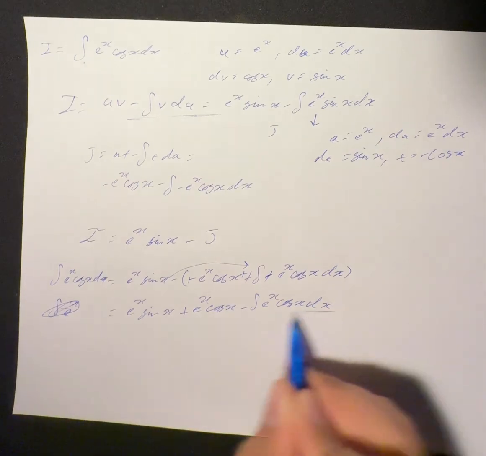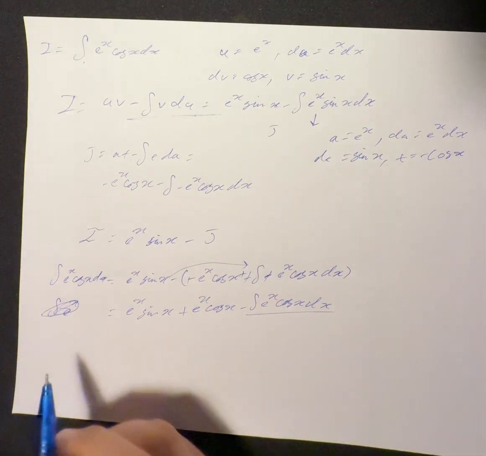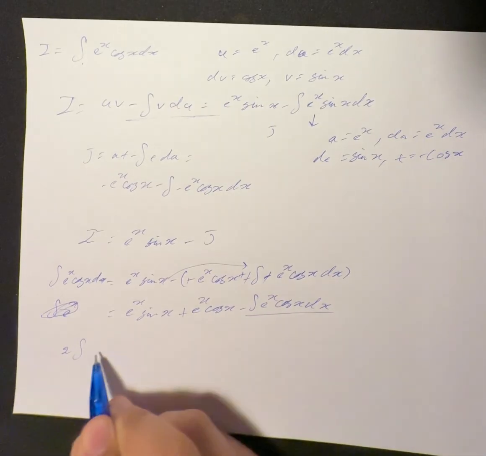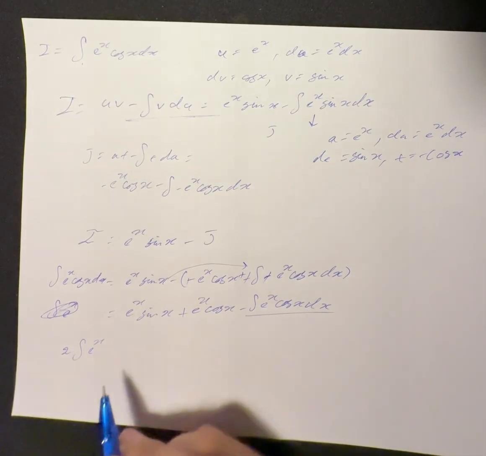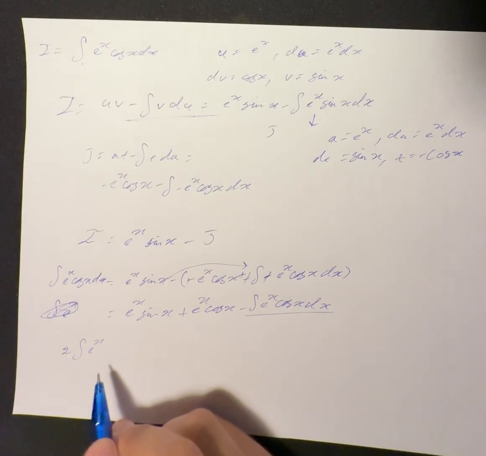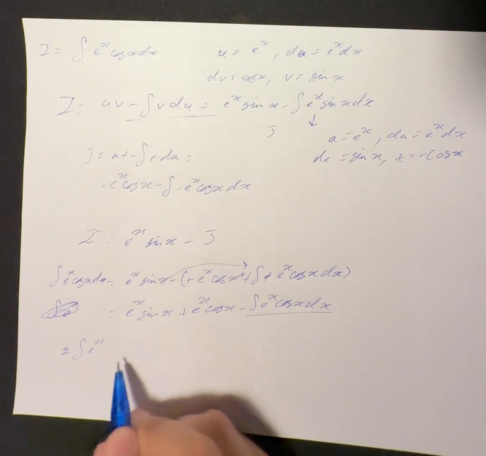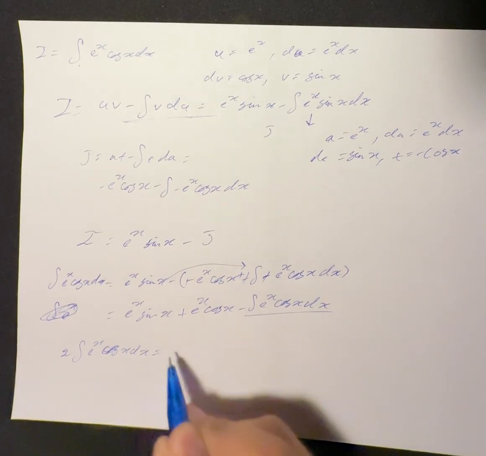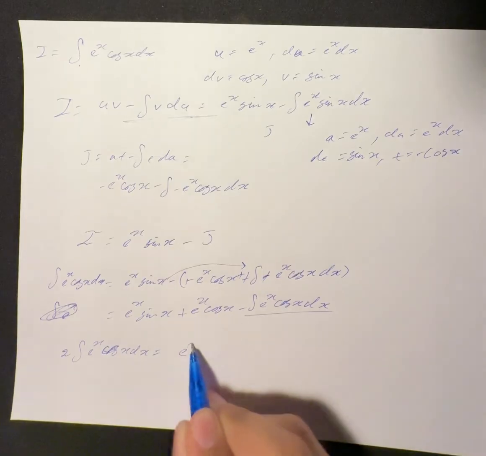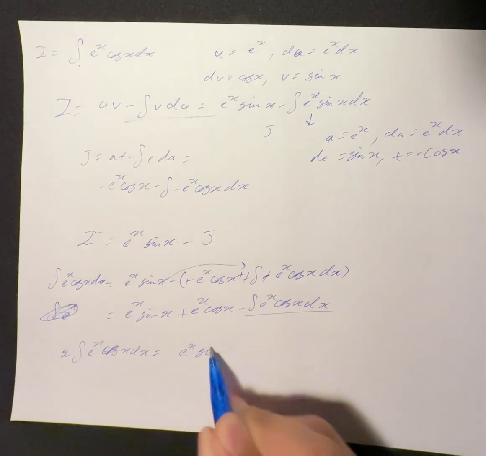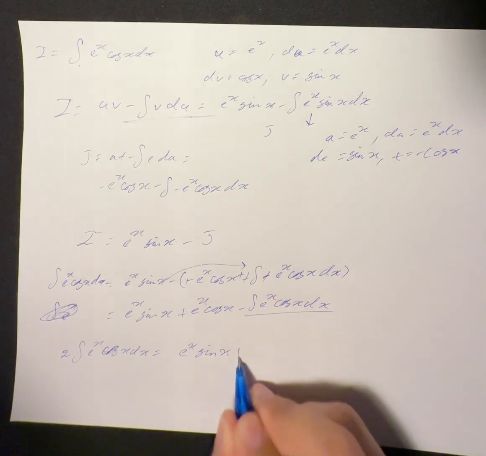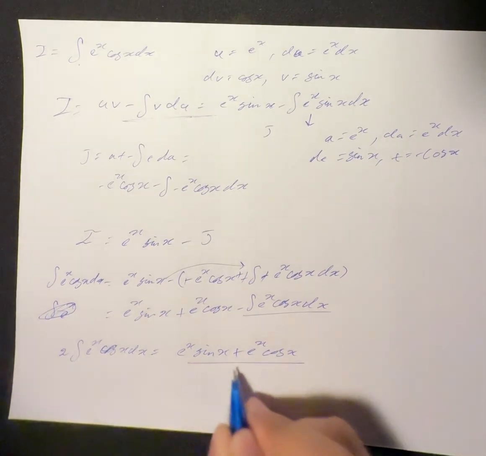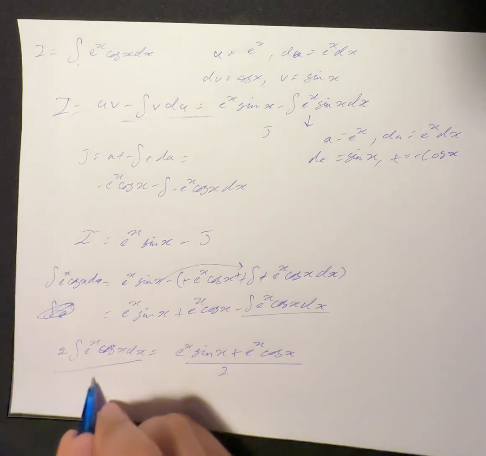Now we add the integral to the other part of the integral, which is the I we substituted in the first place. So we get 2 multiplied by the integral of e to the power of x cosine x dx, which would be equal to e to the power of x multiplied by sine x plus e to the power of x cosine x, divided all by 2 on both sides.